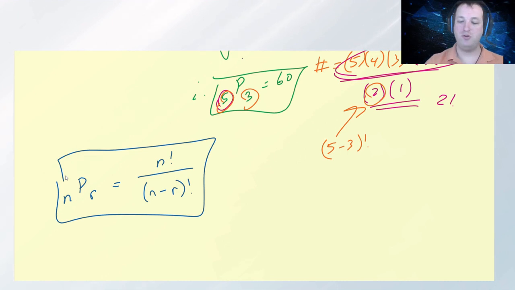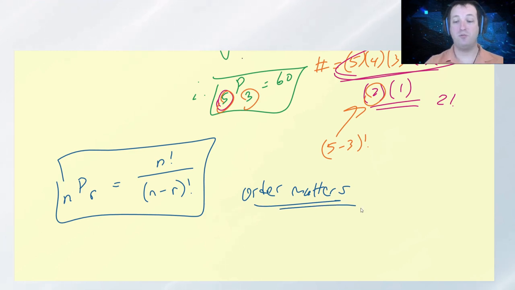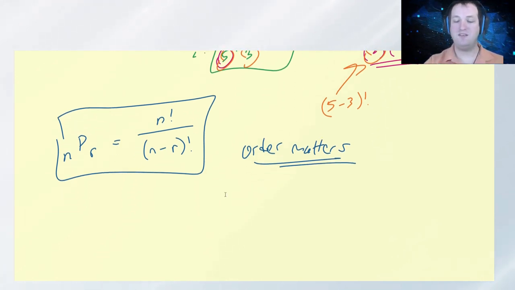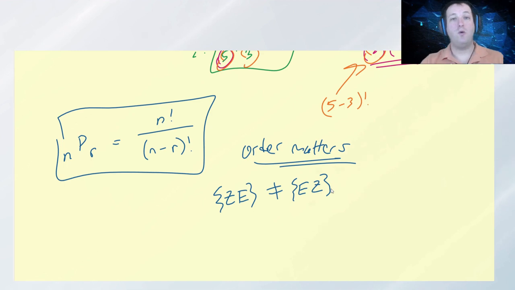Okay, so notice here that the order matters for all these different arrangements, right? So when I say order matters, that means this ZE is not the same as EZ. So these words, I guess you could call them, ZE and EZ, are not the same, right? Therefore, the order matters, and if you change the order, it results in a different outcome.